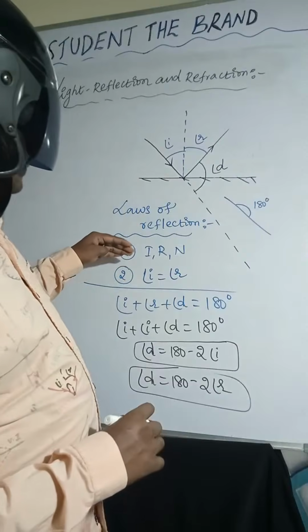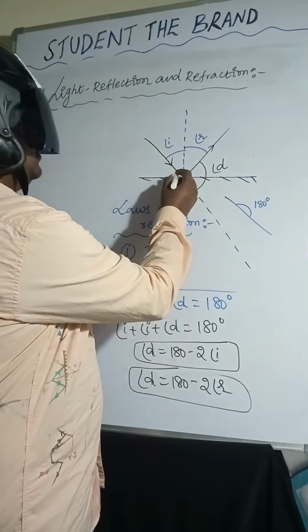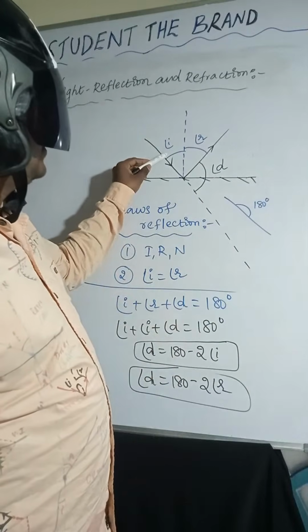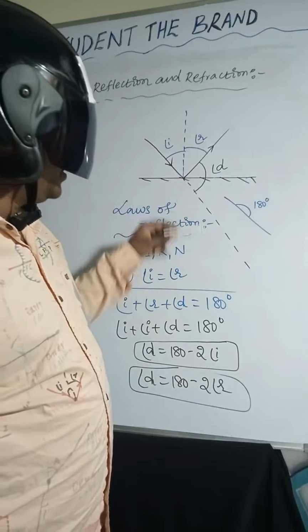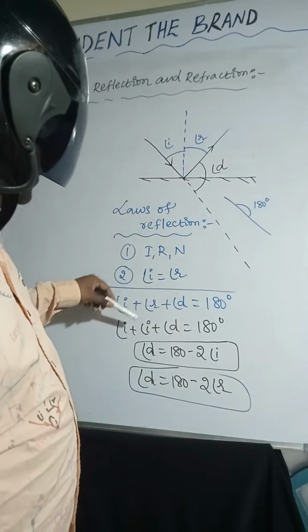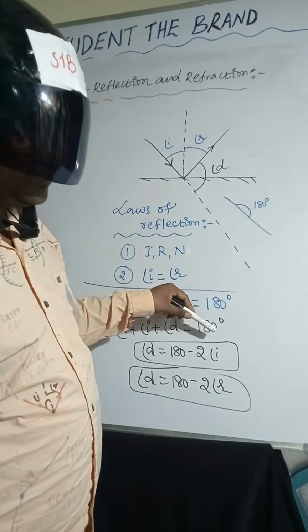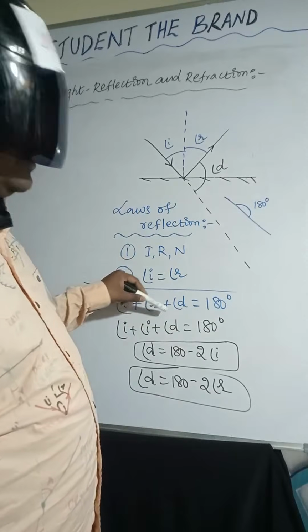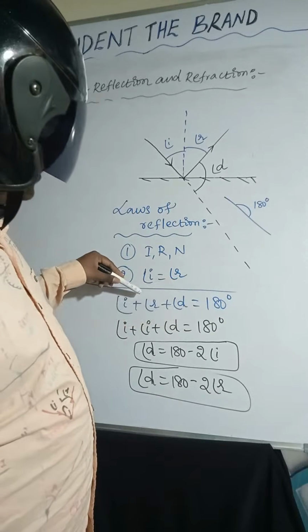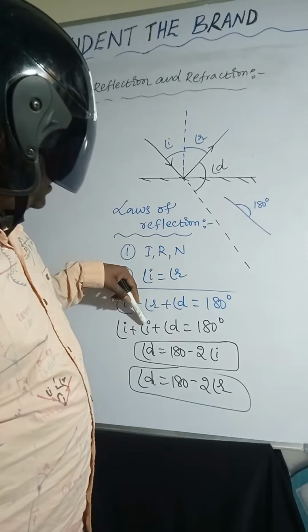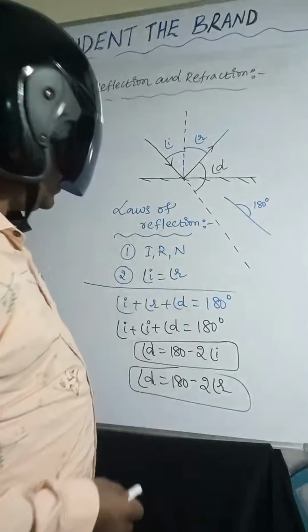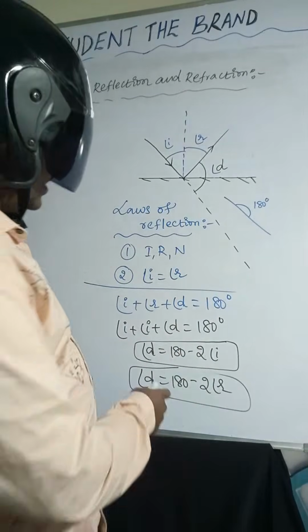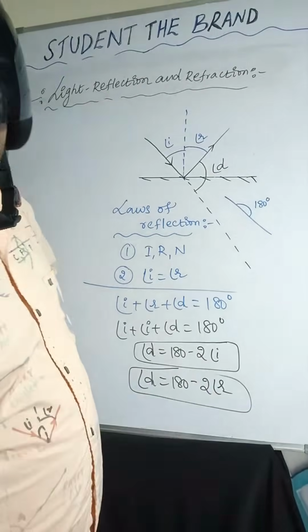Now the linear angle is 180 degrees. Angle of incidence plus angle of reflection plus angle of deviation equals 180 degrees. Because in the place of the angle of reflection I'm substituting the angle of incidence, angle of incidence plus angle of incidence plus angle of deviation equals 180 degrees. So the angle of deviation equals 180 minus 2 times the angle of incidence, or 180 minus 2 times the angle of reflection.